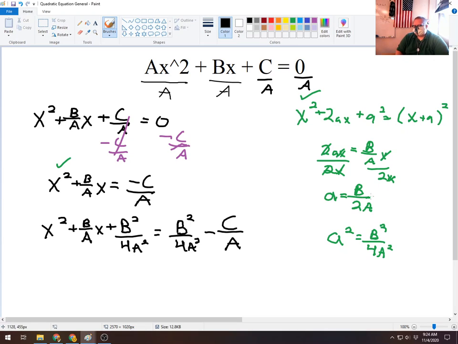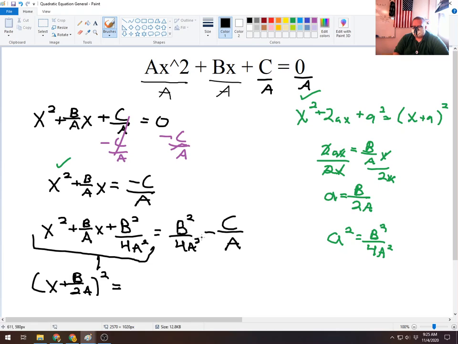Now, because we did all this nasty stuff here, we can rewrite this and make it look a lot nicer. Maybe not really nice, but a lot nicer. Remember, this whole side is equal to x plus a squared. So what's x plus a? It would be x plus b over 2a, squared. Equals. Let's simplify this other side a little bit. Notice we have 4a squared and a. Let's make these like terms by giving them a common denominator.